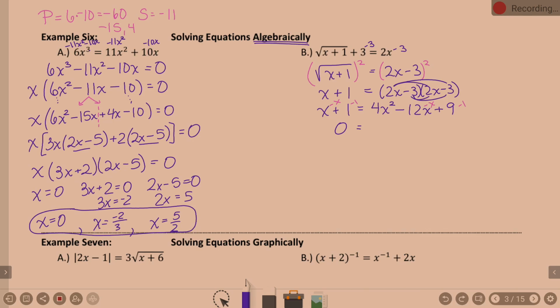On the right, what's this become? I'll take the first term, 4x squared. Then what? Minus 13x and plus 8. Okay. Now what?